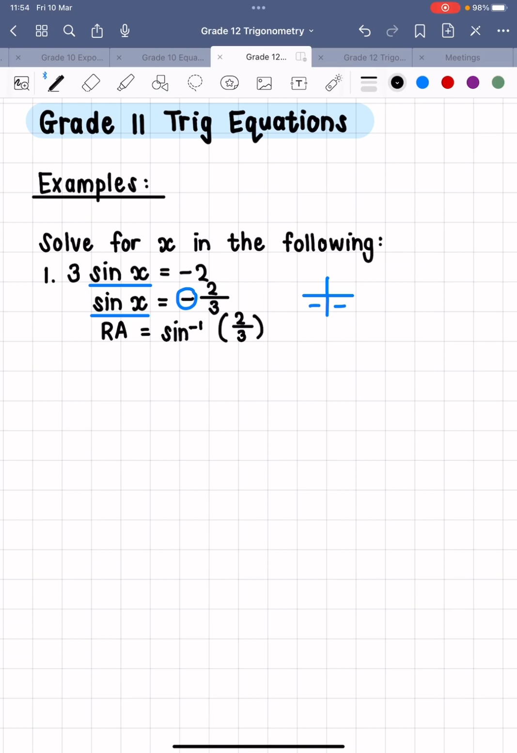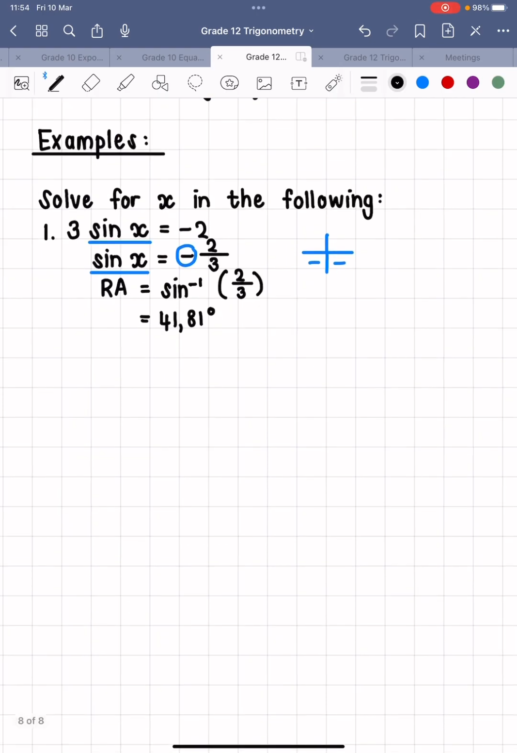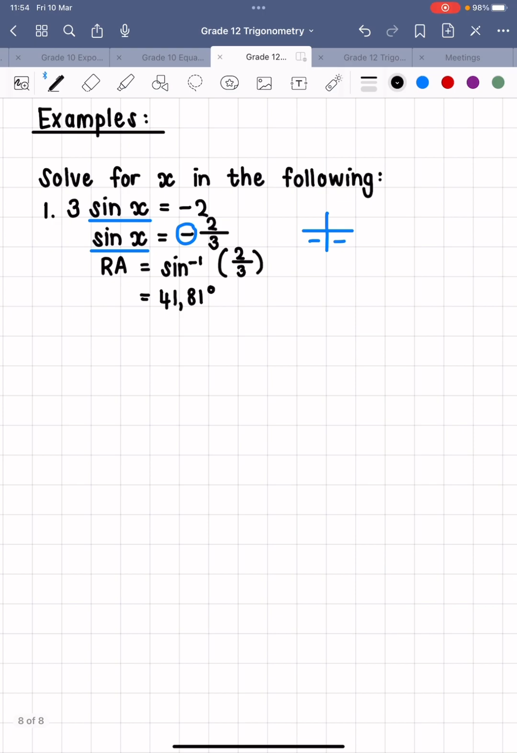So on our calculators, we're going to type shift, and then we're going to press the sine button so that it looks like that. And then we're going to type in 2 over 3. We're going to close our bracket, and we are going to get our reference angle, which is 41,81 degrees. All right, so 41,81 degrees there for the reference angle.